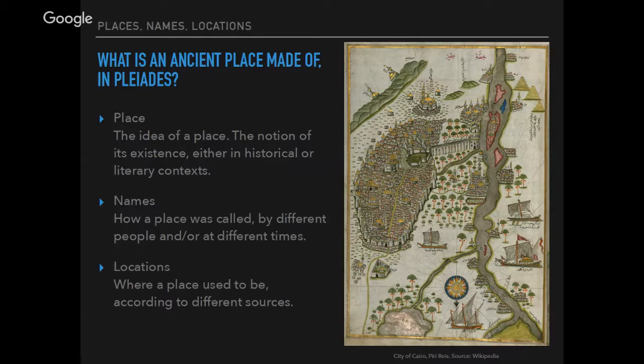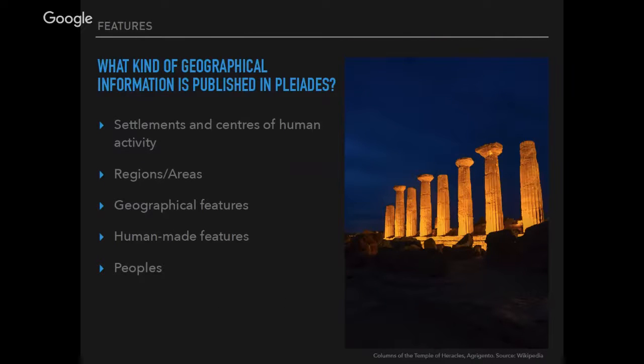So the place is, in a way, maybe the Platonic idea of the place, if you like. It's the notion that there was a place, or that people believed there was a place. And then we have names, which are how the place used to be called or is still called by different people or at different times of history. And then we have location, where a place is or used to be according to different sources, and maybe the location, you know, also changes over time. But to make things a little bit clearer, let's have a look at an actual Pleiades page.